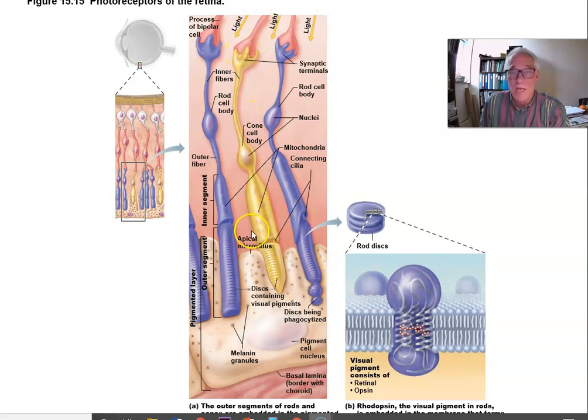Some of the light rays will not get absorbed. They'll pass right into this pigment epithelium and maybe be absorbed, or into the choroid back here where there's tons of pigment, and then they'll be absorbed so they don't reflect back out.